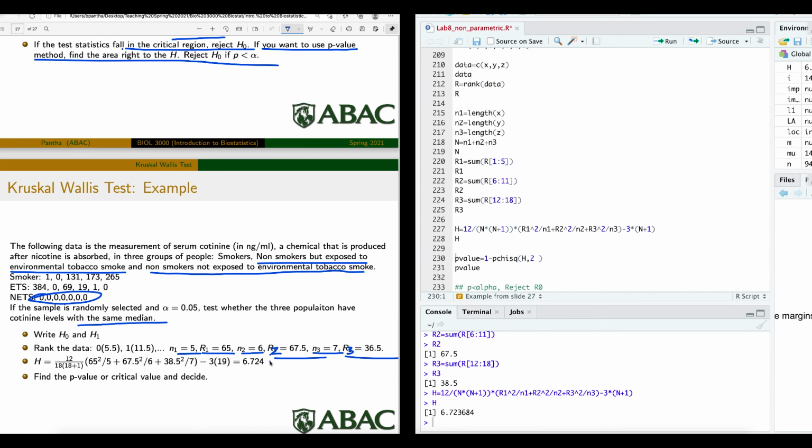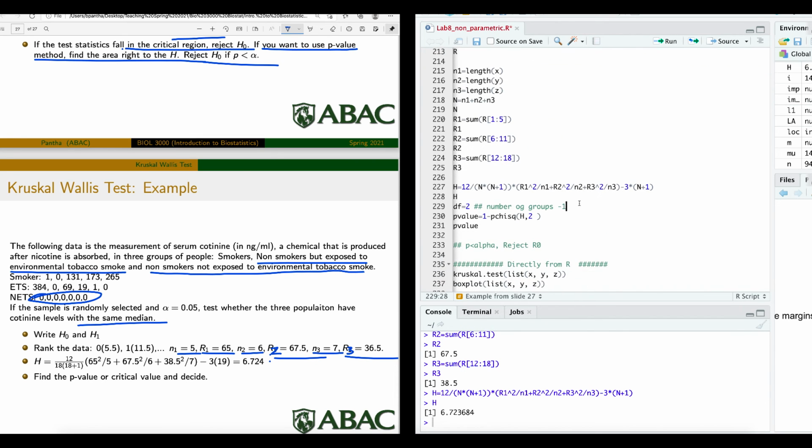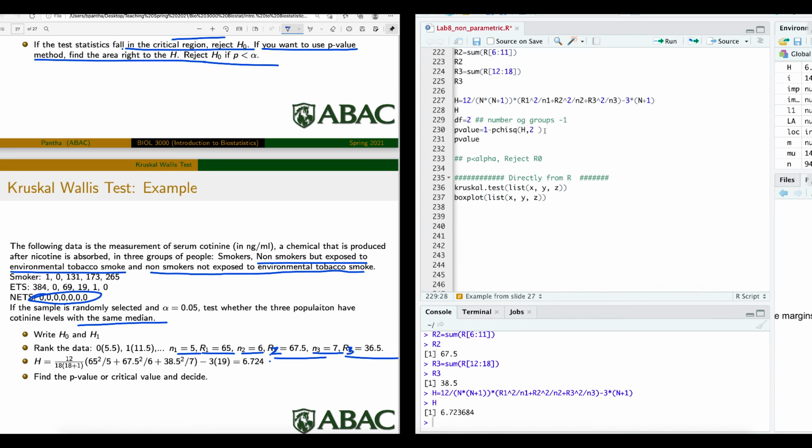Now to find out the p-value, this is a right-tail chi-square test. So to find the p-value, you need to do 1 minus pchisq of H. And what is the degrees of freedom? The degrees of freedom equals 2 here. Why? Because there are 3 samples. So this is the number of groups or samples minus 1. There were 3 samples, and then minus 1 is 2. So you do that, and we found that the p-value is 0.0346, which is less than alpha.